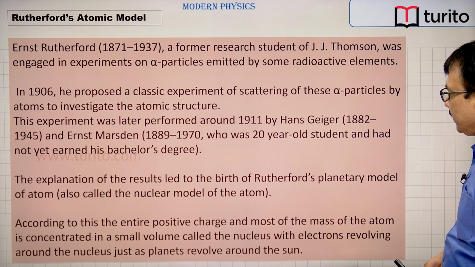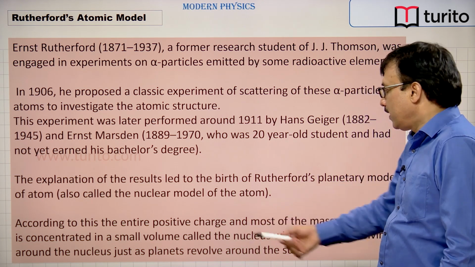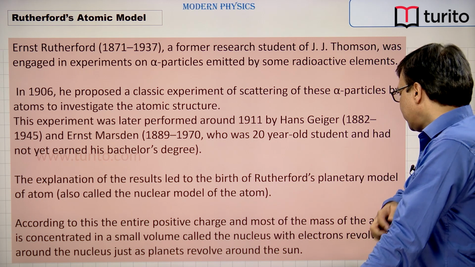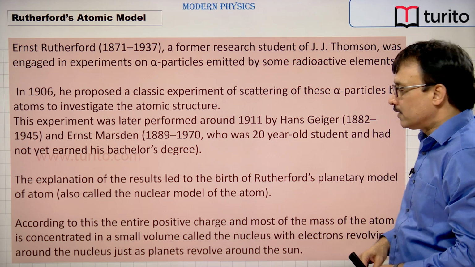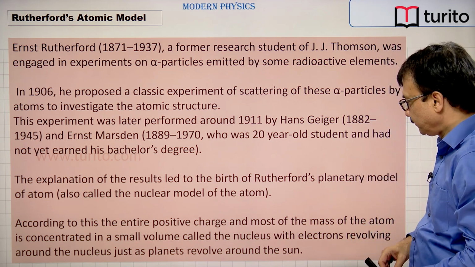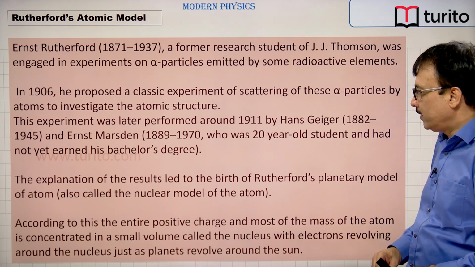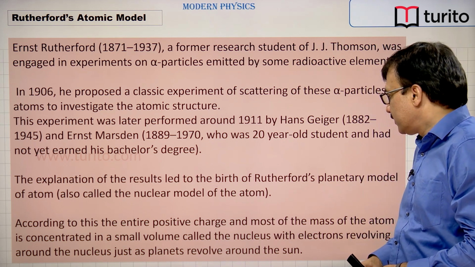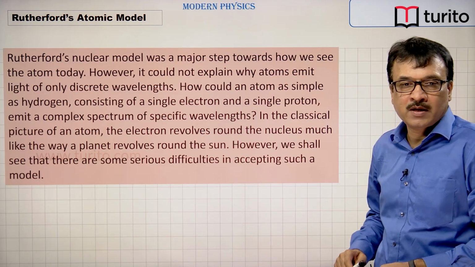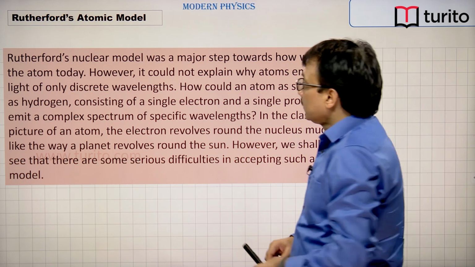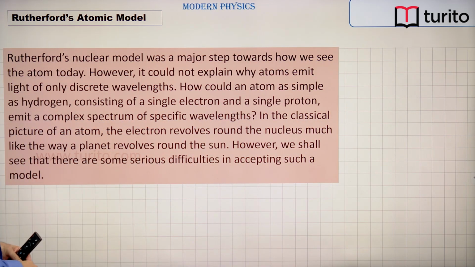According to this, the entire positive charge, this is the important thing, the entire positive charge and most of the mass of the atom is concentrated in a small volume. This small volume is called the nucleus, with electrons revolving around the nucleus just as planets revolve around the sun. That is why it is called the planetary model. Rutherford's nuclear model was a major step towards how we see the atom today.